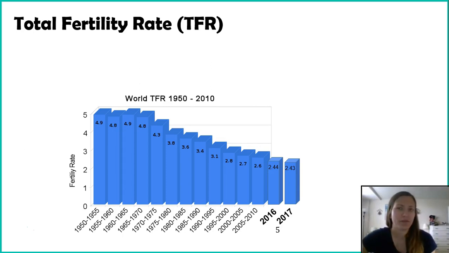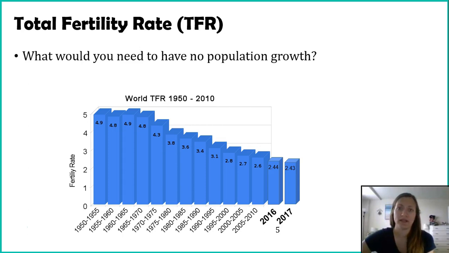Now, something that's kind of important to think about is what TFR would we need in order to have no population growth? We're at 7.7 billion people now. If we wanted to stay at 7.7 billion people, how do we do that? How do we maintain our current population? Sure, we might be able to support 10 billion individuals, but maybe we want to avoid 10 billion individuals.